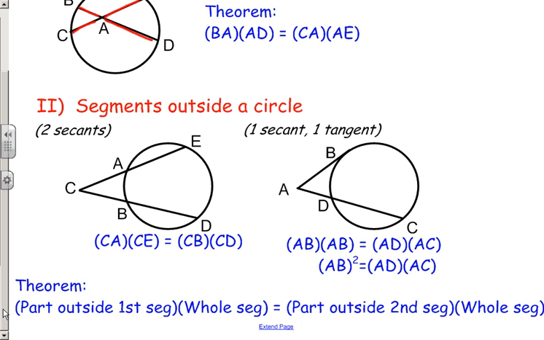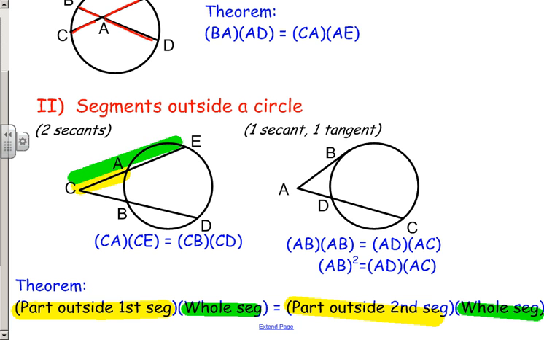And for the segments outside a circle, you've got a part outside, and you've got a whole segment. And then you've got a part outside a second segment, and then you've got a whole segment. So when I set these problems up, I always think in my head: part outside times the whole. So in this particular case, I'm going to say CA times the whole equals CB, part outside the second segment, times the whole second segment. And that's how I get CA over CE equals CB over CD. And that's how you set this up. So again, CA over CE equals CB over CD.